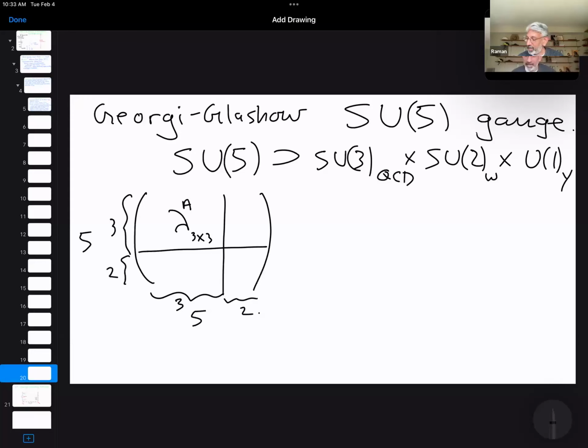And similarly, I could take the Pauli matrices, which are 2 by 2 matrices, and I could make them live only in the 2 by 2 block of these 5 by 5 matrices. And similarly, they will only rotate the last two colors of SU5 and leave everything else alone. So it's super easy to see how SU5 contains as a subgroup SU3 and SU2. Okay.